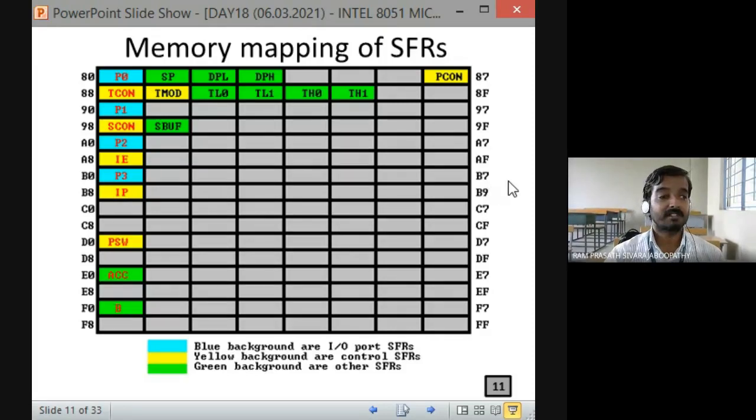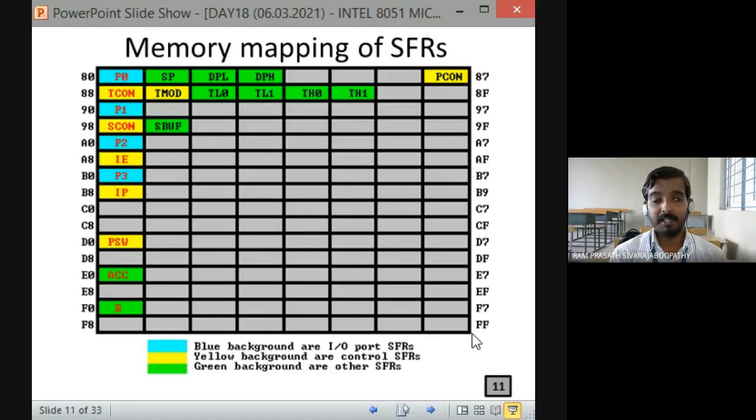What about the other registers? You can see SP, the stack pointer register. DPL and DPH, combinedly we call it DPTR, that we will see later. Then PSW, 1 register, the accumulator, and the B register. These are the registers associated with the CPU, which we will discuss later. Totally, we have 21 SFRs mapped in the other 128 addresses, starting from 80 to FF. I hope it is clear now.